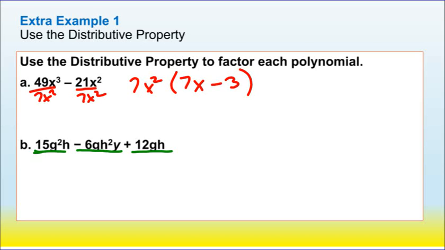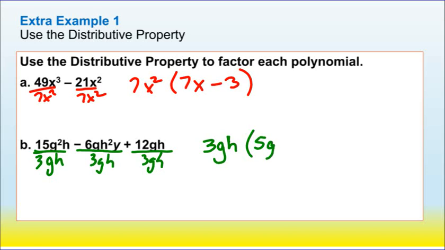Letter B, looking at 15, negative 6, and 12. Biggest number I can take out of all 3 is 3. All of them have a G. All of them have an H. The most H's and G's I can take out is just 1. So if I divide everything by 3GH, 15 divided by 3 is 5. G squared divided by G is G. H divided by H, they divide out.